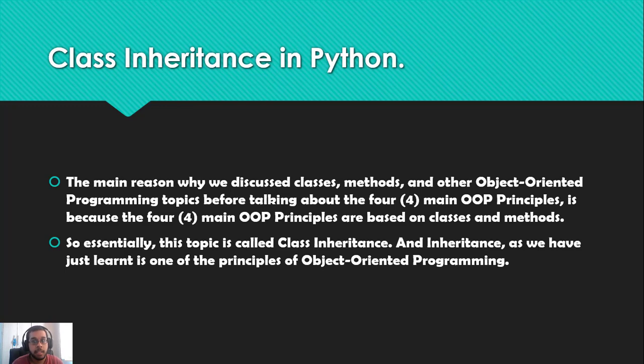Class inheritance in Python. The main reason why we discussed classes, methods, and other object-oriented programming topics before talking about the four main OOP principles is because the four main OOP principles are based on classes and methods. So essentially, this topic is called class inheritance. And inheritance, as we have just learned, is one of the principles of object-oriented programming.